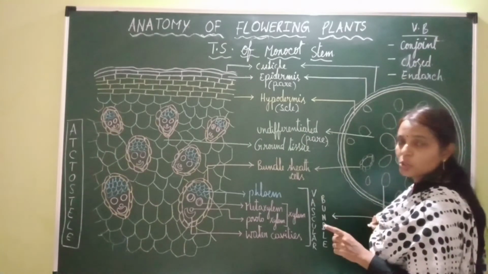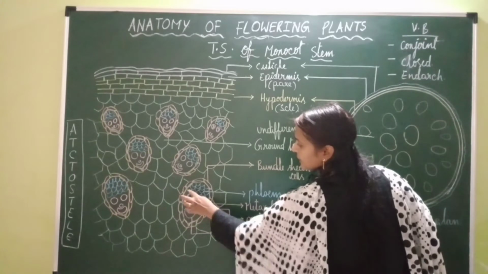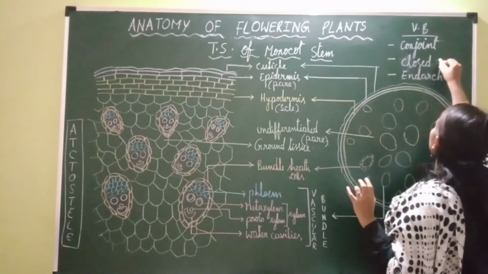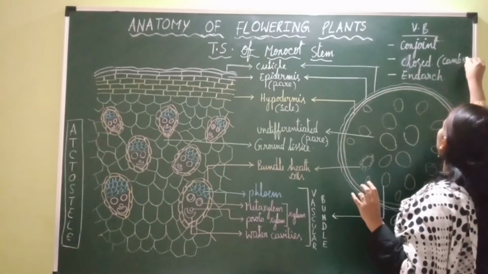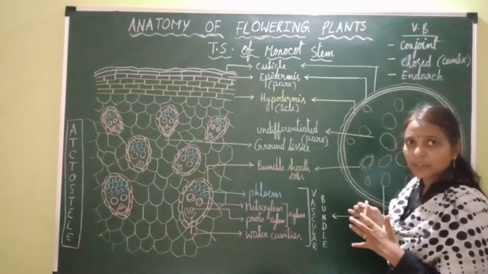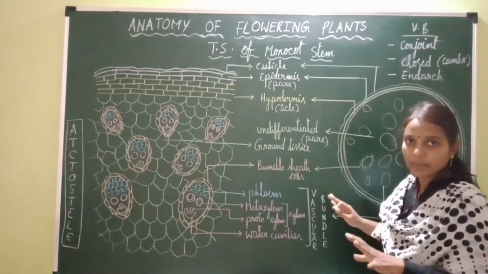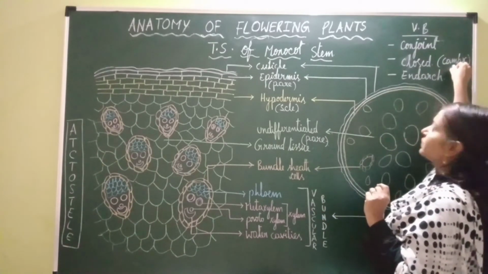Why is it called closed vascular bundle? Because there is no cambium. Cambium is absent in between the phloem and xylem of the vascular bundle. Due to the absence of cambium, it is called closed vascular bundle because the growth has been closed. Further growth, that is secondary growth, will not occur due to the absence of cambium. Hence these vascular bundles are called closed vascular bundles.